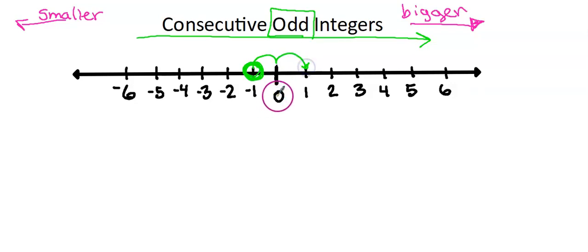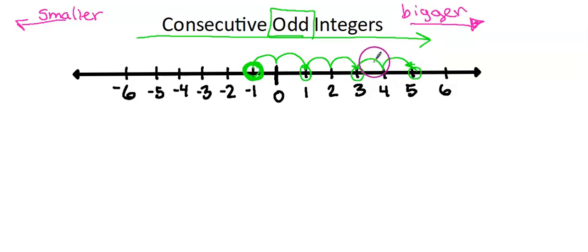0 is not odd, 1 is, so my next odd integer is here. To find another odd integer, I go over, that's even, I can't stop there, so I go over here. I've gone 2 more, and I found my next odd integer. From there, 4 is not odd, so I keep going to 5.